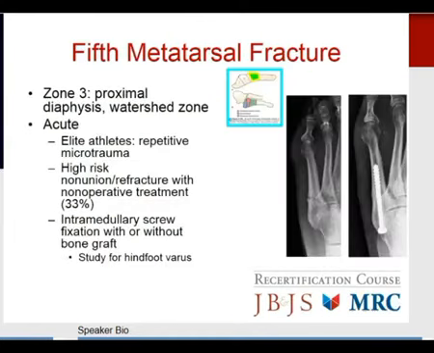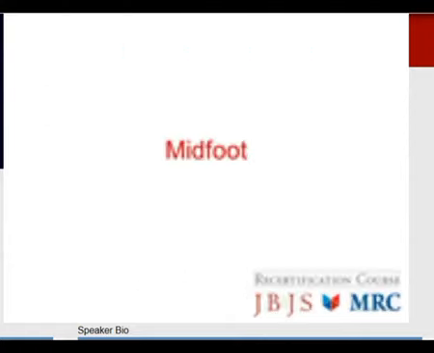In addition, there are zone 3 fractures which are treated very similar to zone 2. They're a little bit more distal. They're in that watershed zone. And again, same concept. Elite athletes have screw fixation to get them back on the field. Though even in this case, there's a much higher rate of non-union since it is in that watershed area. And so because of it, non-operative treatment is less often performed for zone 3 injuries as opposed to zone 2s that we talked about again. And again, look for hindfoot varus in that population.